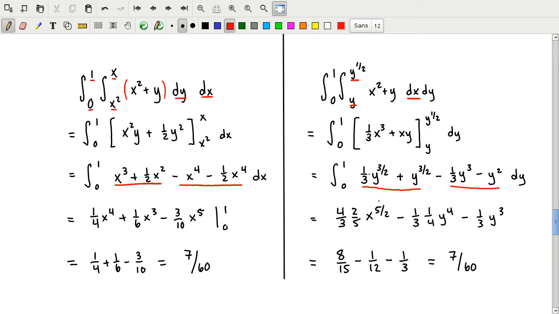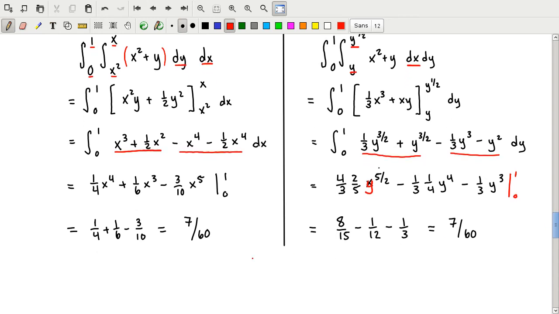Now it's just a matter of integrating. This here becomes 1/3 plus 1, which is 4/3 y to the 3/2. When we integrate that, we get y to the 5/2 divided by 5/2, or 2/5, minus 1/3 times 1/4 y to the 4th, and minus 1/3 y cubed, evaluated at 0 and 1. Again, at y equals 0, we get 0, and so we just plug in y equals 1, giving us 8/15 minus a 12th minus a third, which is again 7/60. They should be equal because we just set up the integral in two different ways.